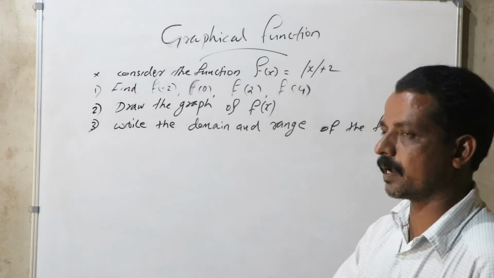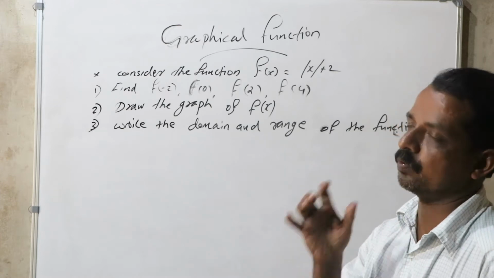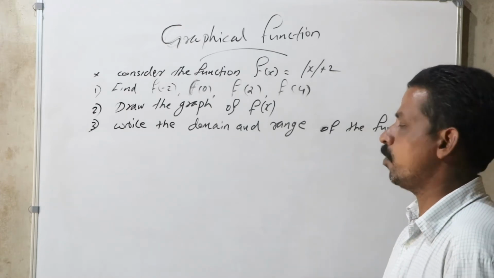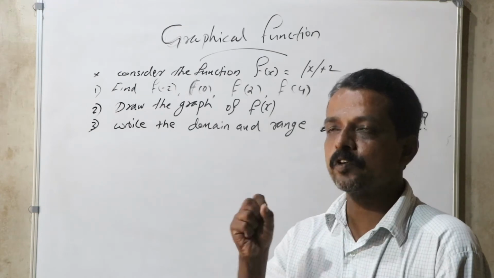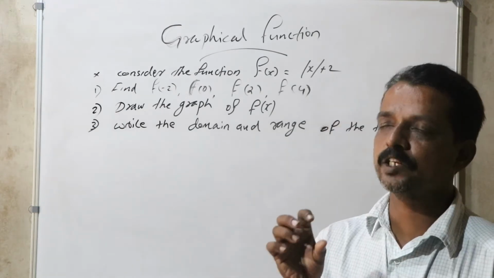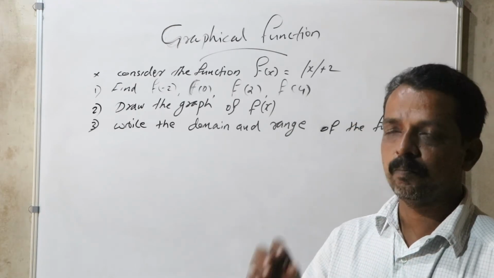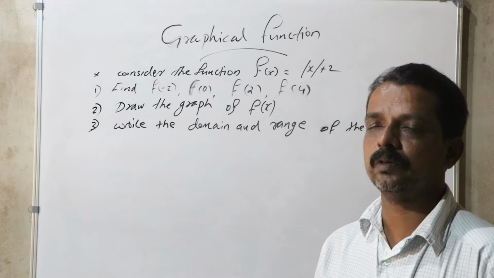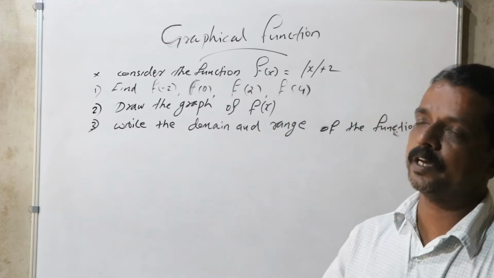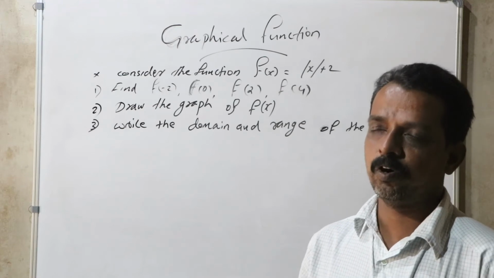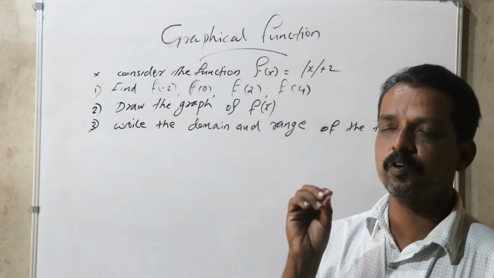First, we must consider the function f of x is equal to mod x plus 2. All of you know what mod x is? Mod x gives only positive results. Mod minus 2 is equal to 2. Mod 2 is equal to 2. Mod 1 by 2 is equal to 1 by 2. Mod minus 1 by 2 is equal to 1 by 2. So mod x means only positive numbers. The answer of any mod number is a positive number.